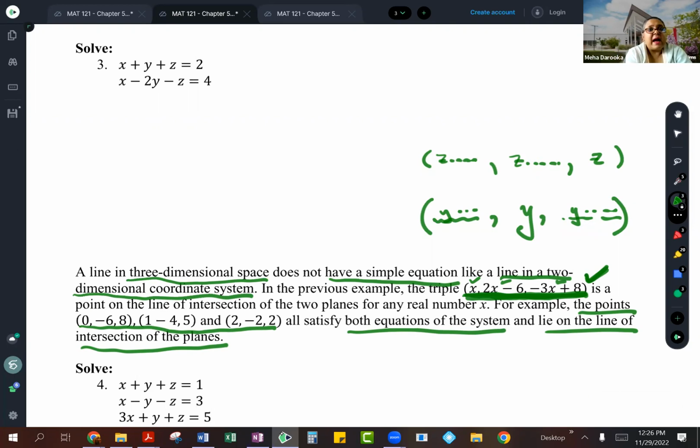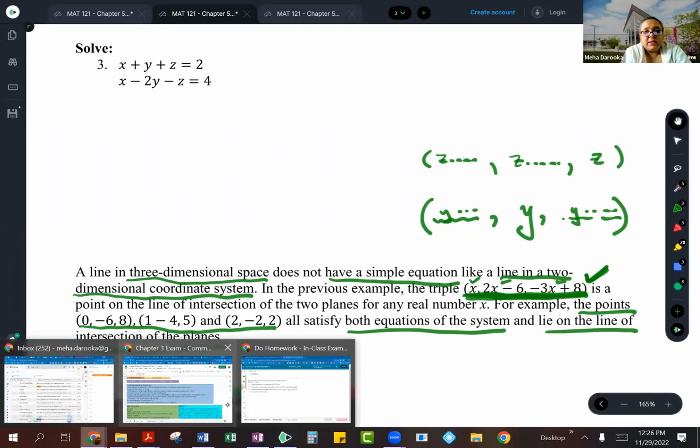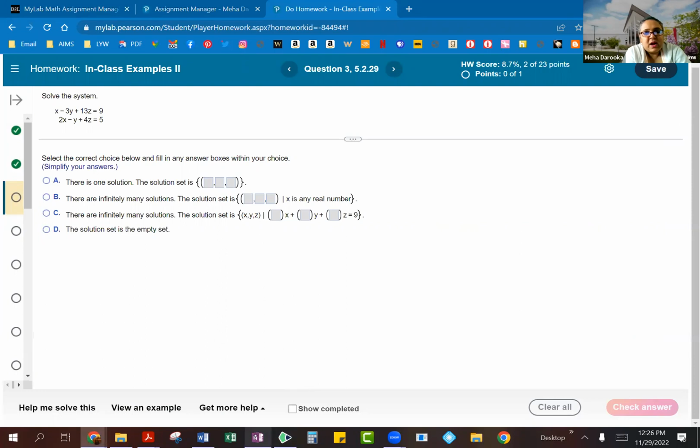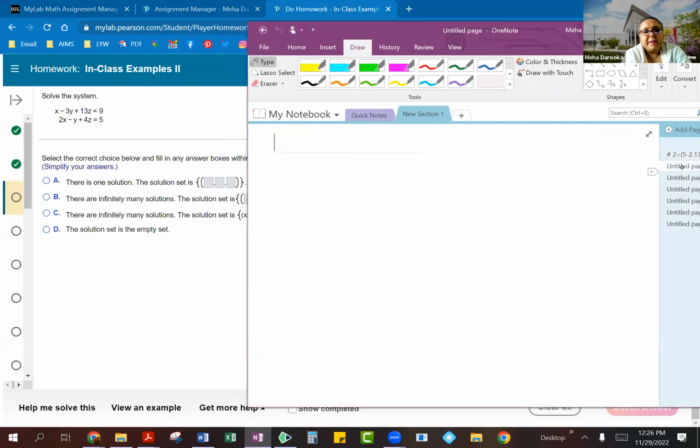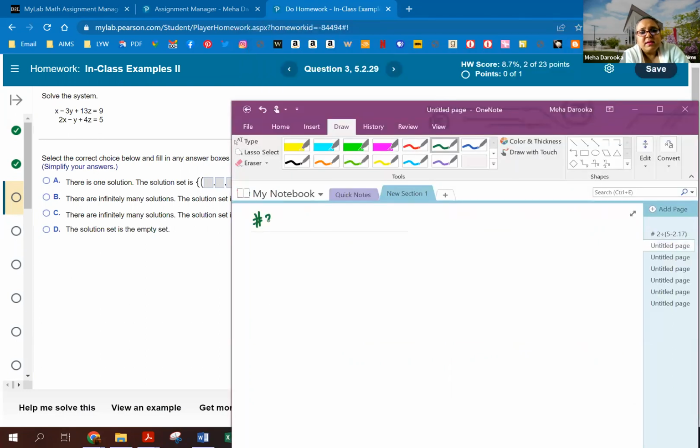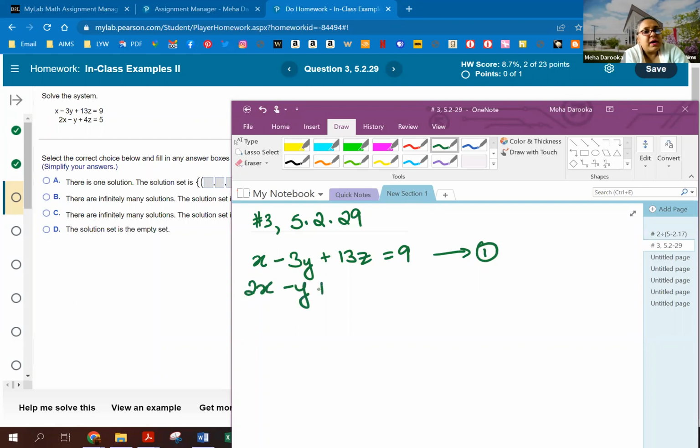So let's take a look at how we can solve an equation like this. Let's go back to my MATLAB here, and let's copy this one over. This is number 3, which is 5.2.29. And we are given x minus 3y plus 13z equals 9, and 2x minus y plus 4z equals 5.